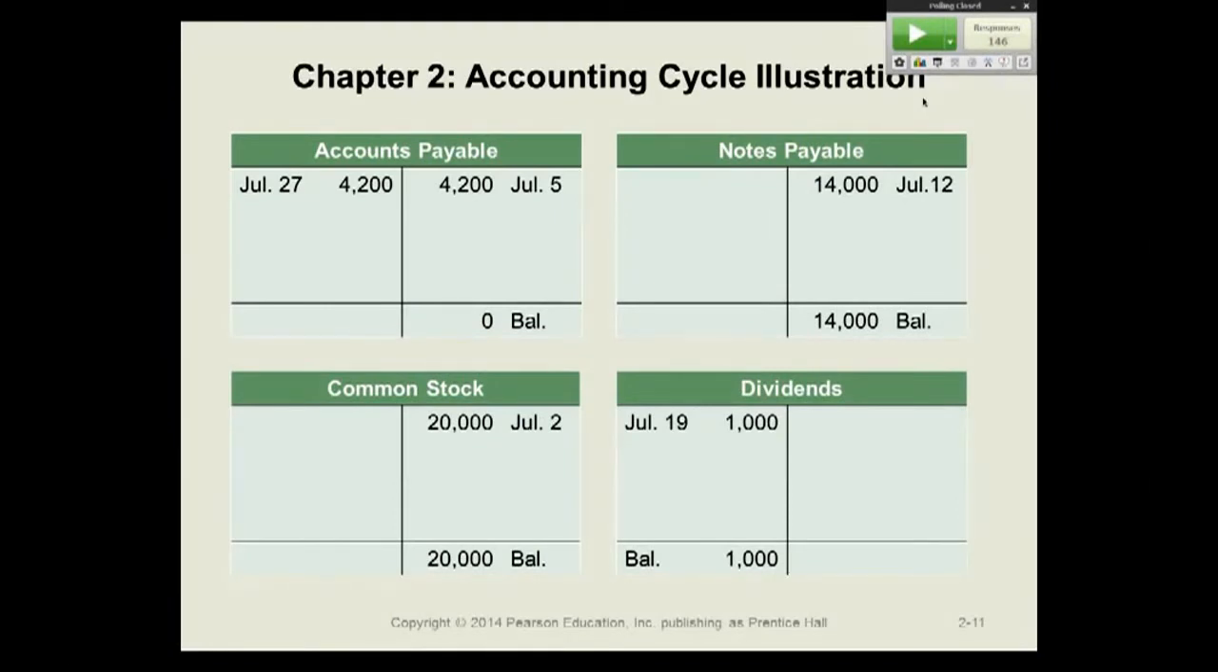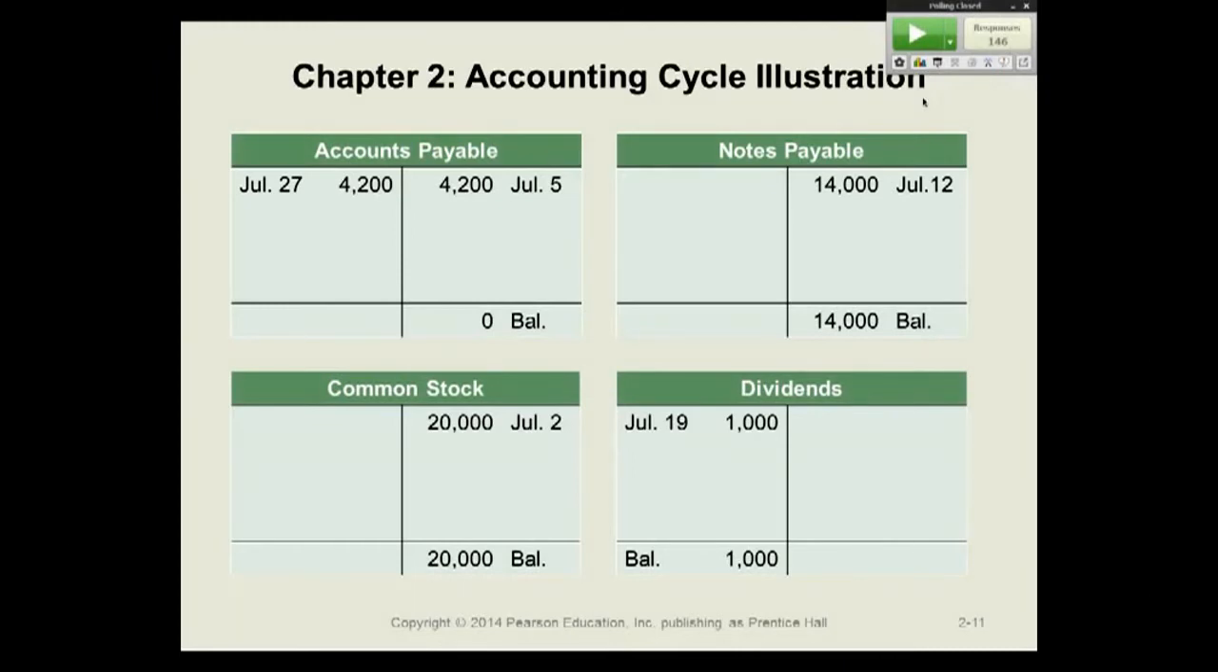And then, of course, you'd have the accounts payable with the zero balance. You've got notes payable with $14,000. Common stock has a $20,000 balance. And by the way, let's go back to that point you just made about getting to the point of normal balances. You have to be sure you understand that accounts payable is a normal balance of a credit. You've got notes payable with a normal credit balance. Common stock has a normal credit balance. Dividends, a normal debit balance. So this is what you would expect to see.